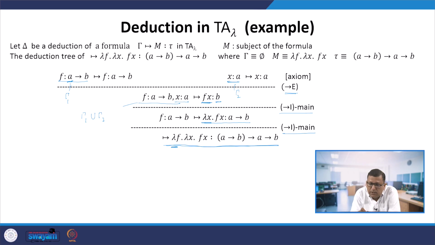Now at this point we see that in the context f has type a arrow b, and we get f has type a arrow b. This is an axiom. Similarly, x has type a is in the context, and we get x has type a, which is also an axiom. That means we have arrived at the leaves of this tree, so the deduction is complete. So this is the deduction of m, lambda f dot lambda x dot fx, with type tau. We have done the deduction.